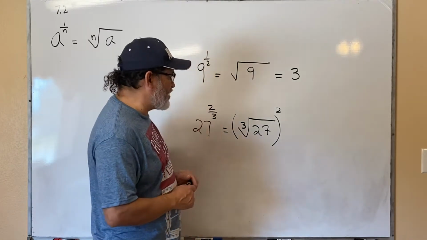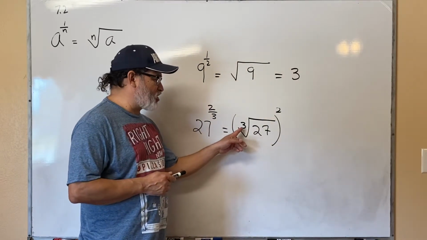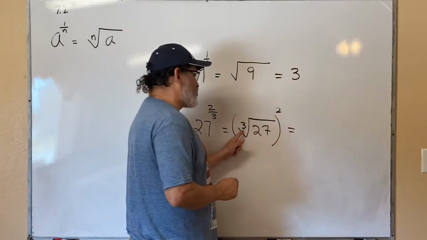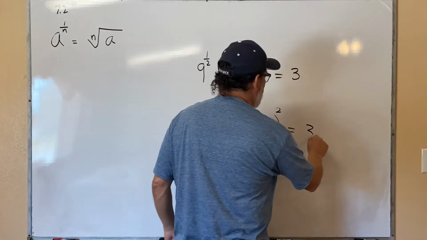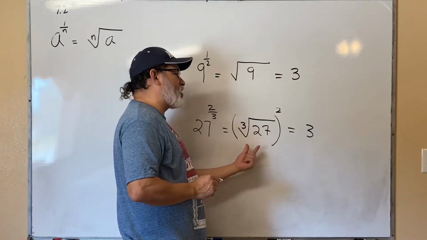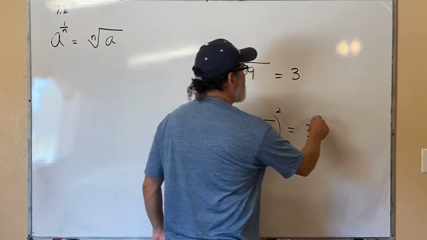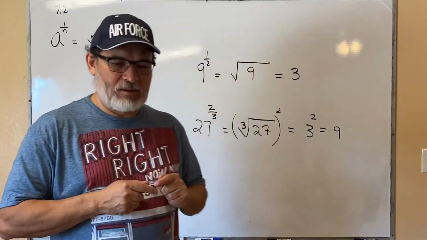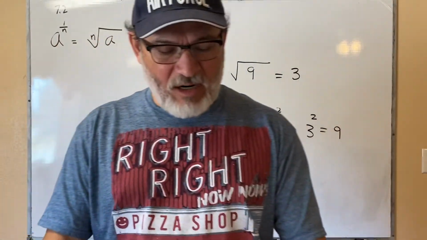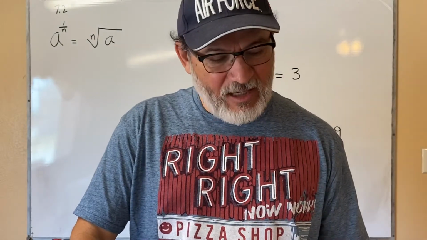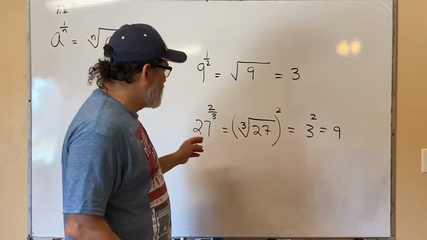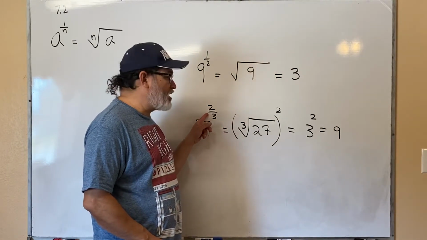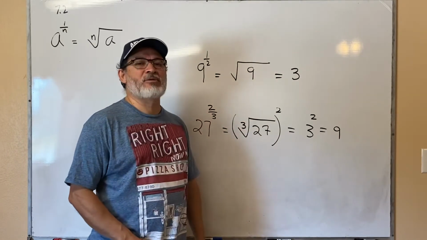So this expression becomes, I'm going to take the cube root of 27. What is the cube root of 27? 3. I took care of the root now. I'm going to take care of the power of 2, which is 9. Okay. So there we have expressed a rational exponent using radicals.